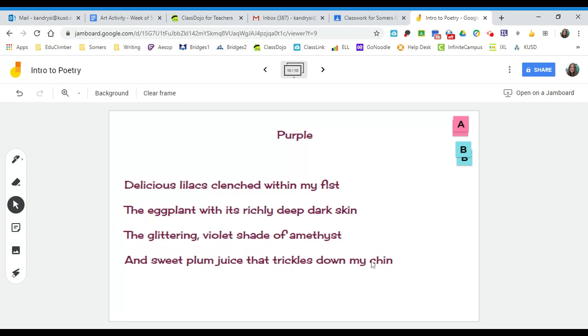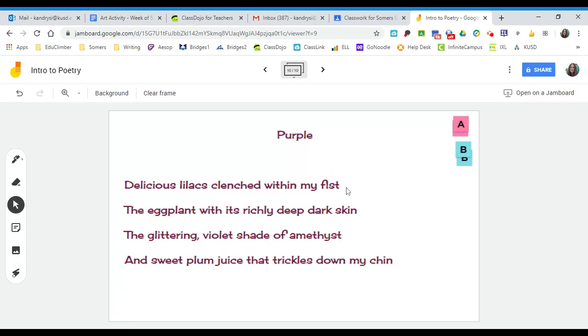So I thought about eggplant. It's the skin that's a really beautiful purple, a real dark purple, which is my favorite shade of purple. So when I thought of the word skin, I was like, oh, that's an easy word to figure out rhymes for. And eventually I thought of chin, and I was like, well, juice drips down your chin, and that's where I could put in something about the plum. And I tried to use descriptive words that really helped my reader see things that were purple.